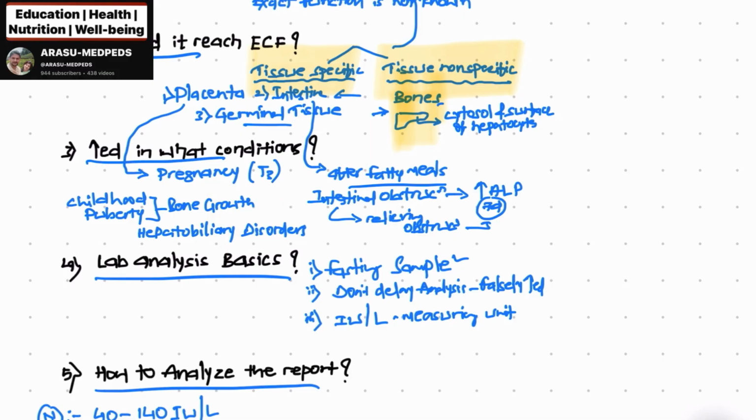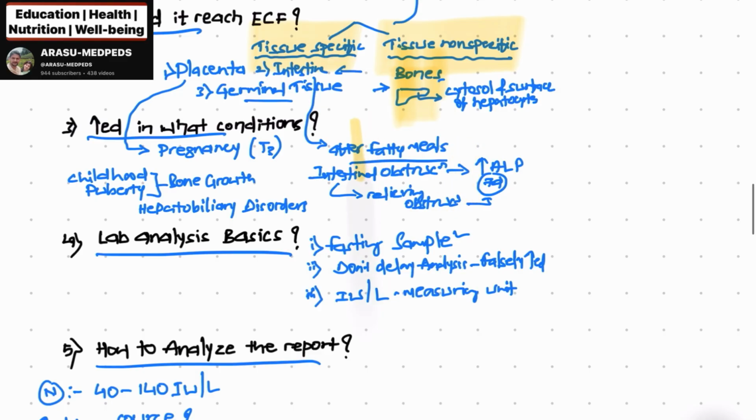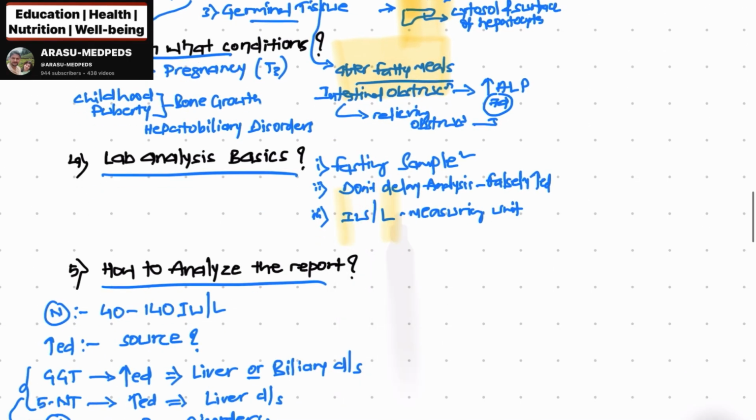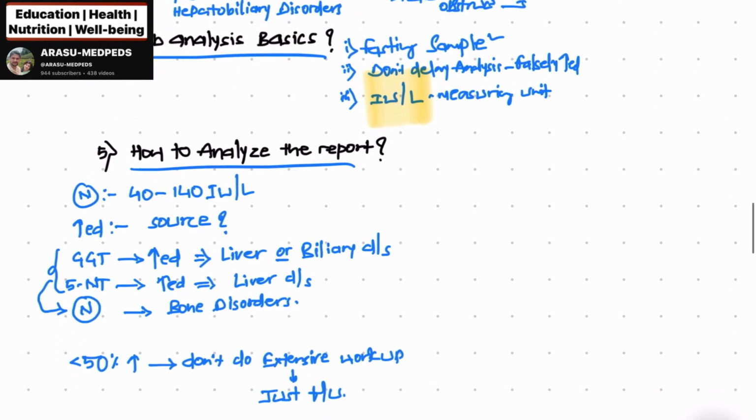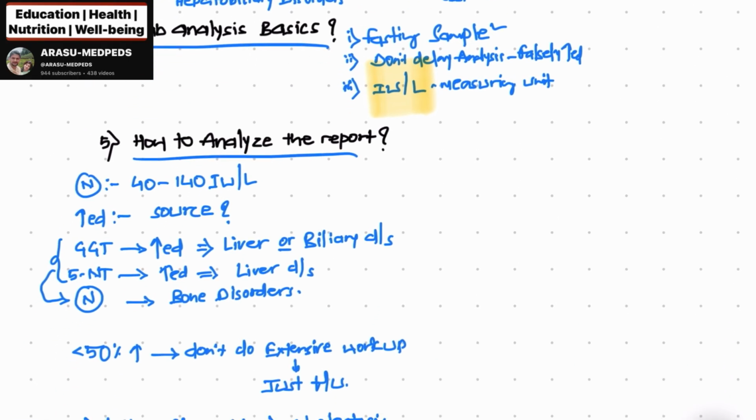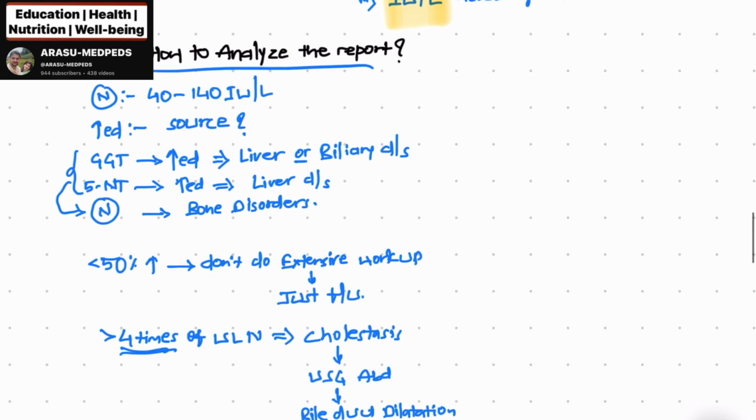Here clinical implication is that after fatty meals, it will be physiologically increased. So always consider fasting sample when we want to analyze alkaline phosphatase. And the measuring unit is international units per liter. And when we get liver function test report, specifically alkaline phosphatase, how to analyze? Check for the normal levels. If it is increased, find out the source. And to differentiate tissue non-specific sources, take help of GGT and 5-nucleotidase. So if either of them are increased, consider liver pathologies. If they are normal, probably some bone disorders are the reasons.